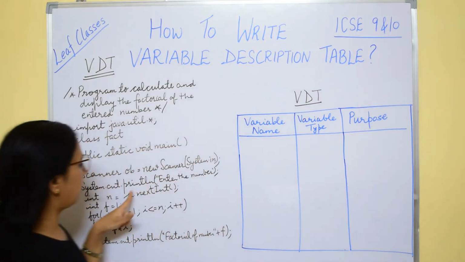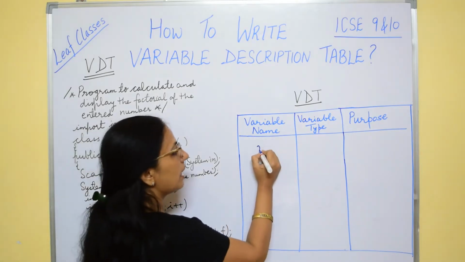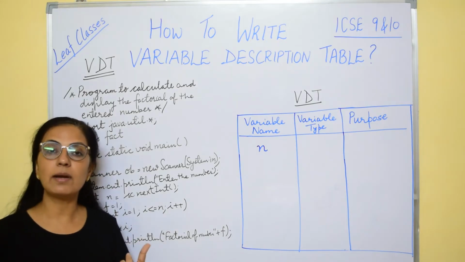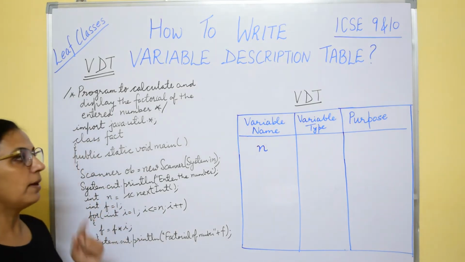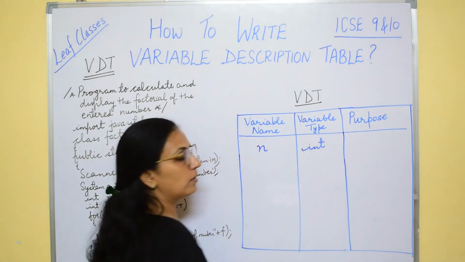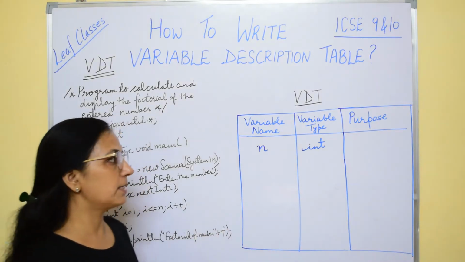So first I will be using n. The variable which I have taken is n. What is its type? Whenever we write the program, we have to declare the type of that variable. So we will be writing the type. Type is int, right? So the type, according to the program, that same type will be written here.